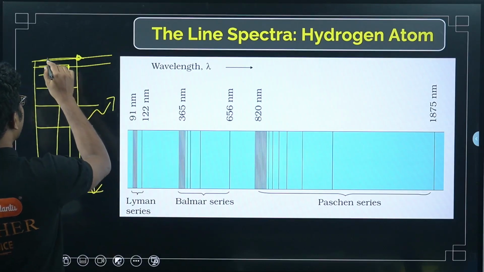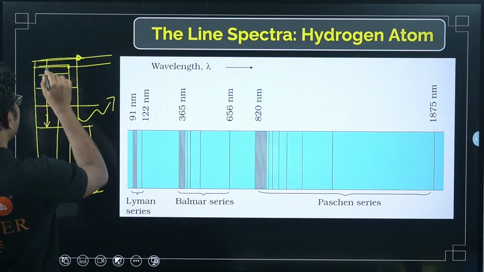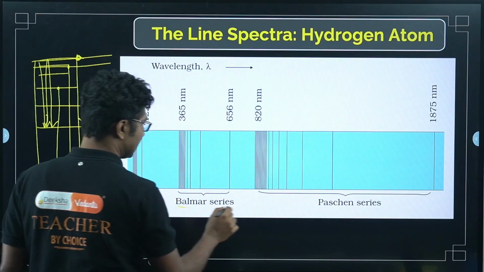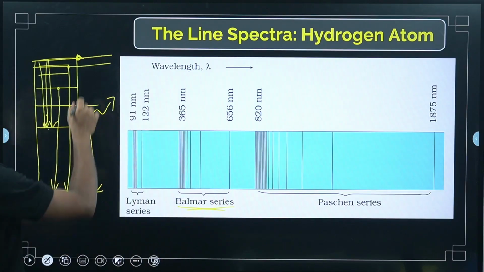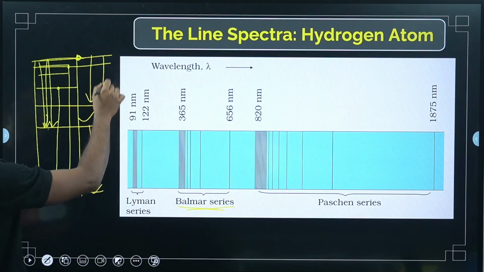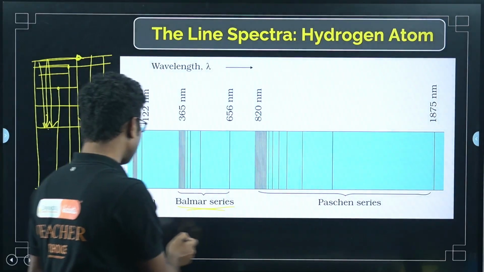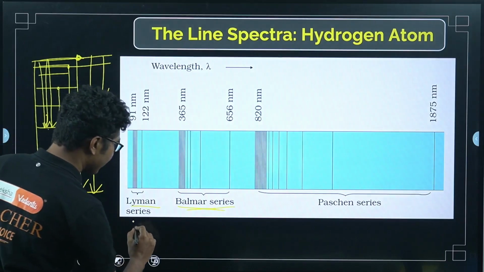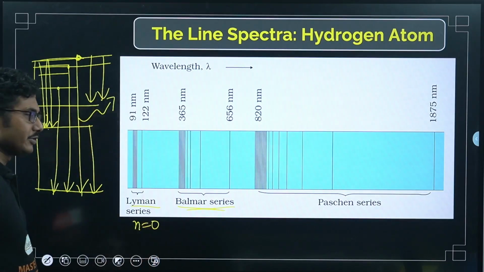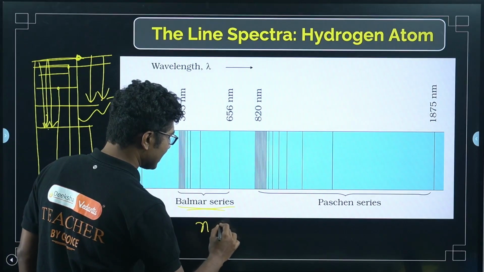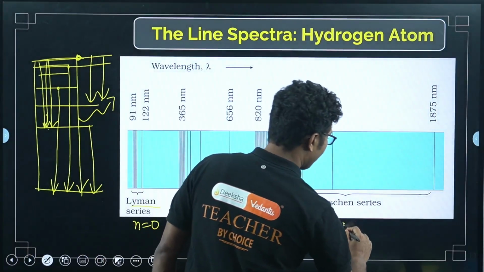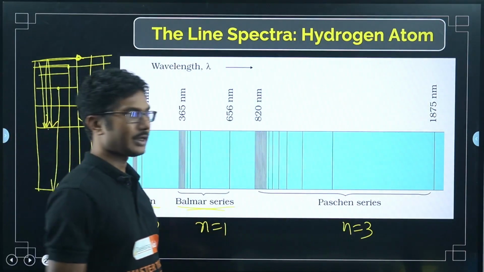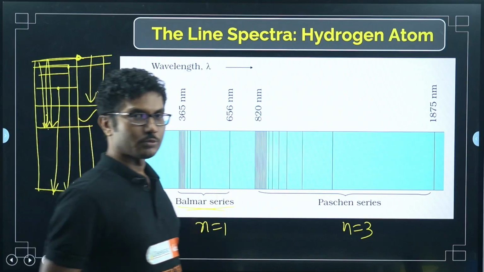Suppose every electron is now jumping to the second level, that is the first excited state, then you will get the Balmer series. Balmer series comes second. Similarly, when all the electrons are coming towards the third level, then you will get the Paschen series. Lyman series is for everything coming to the ground level. So Lyman series is when every electron is falling to n equals 1. Balmer series is when everyone is coming to n equals 2. Paschen series is everything coming to n equals 3. Similarly, there are more series, but these are the three most prominent series.